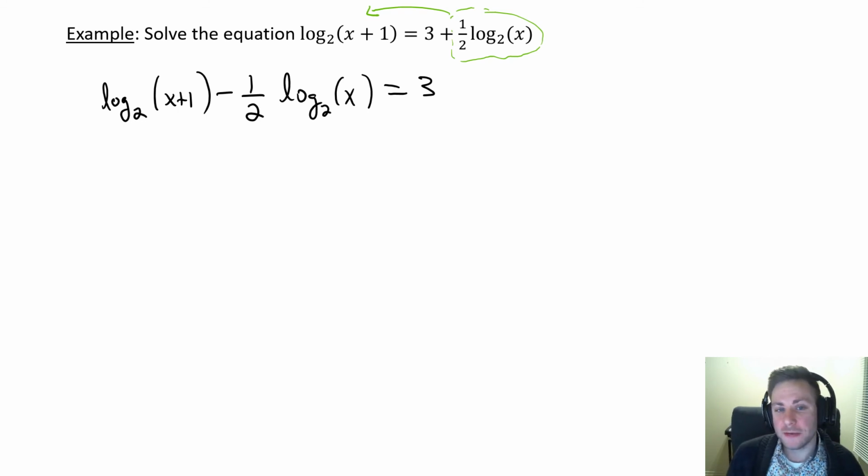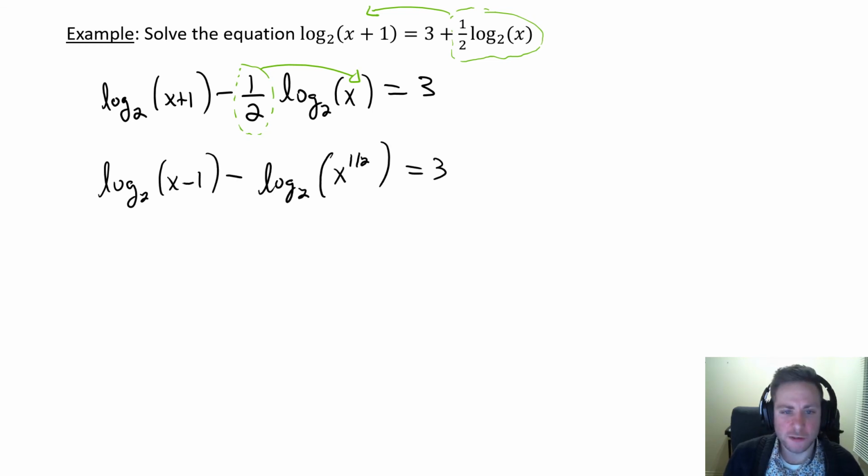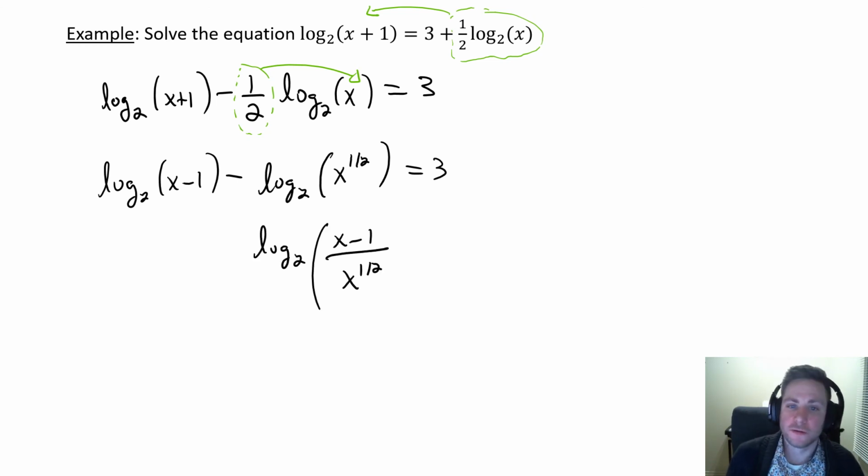So you might be tempted to use the subtraction law. But currently, this coefficient of 1/2 is preventing us from doing that. That's no problem though. This coefficient can be treated as an exponent of the input, just bring it up using another one of our laws. So that leaves us with this result. And now since the two logarithms on the left side are being subtracted, we can now combine them under a single logarithm by dividing the inputs.